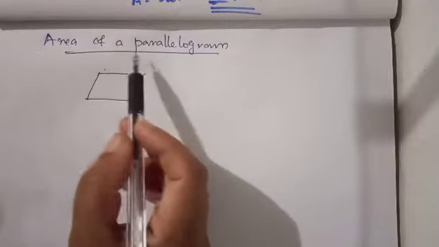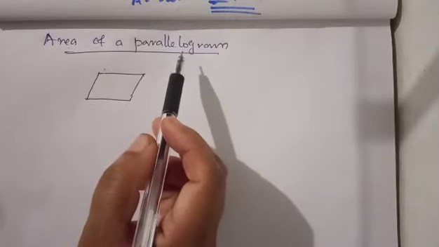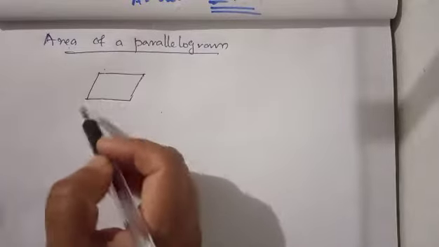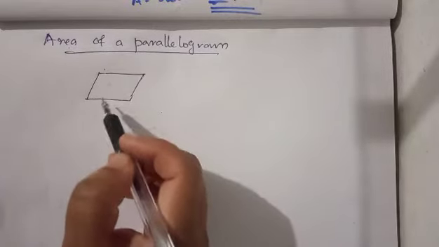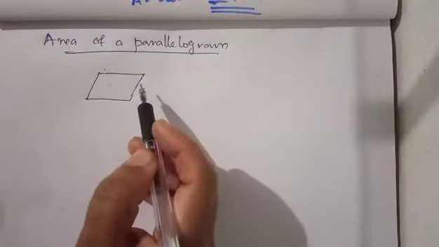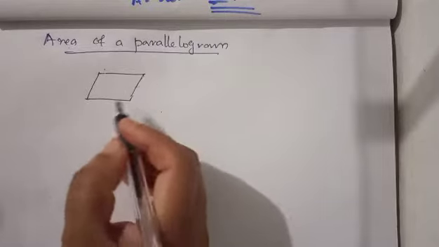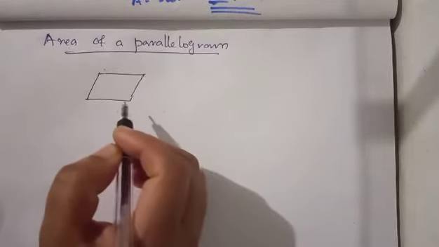Next, area of a parallelogram. Parallelogram means what? It is a four-sided closed figure. Opposite sides are parallel to each other. Okay. Like this type of figures, how to find the area?